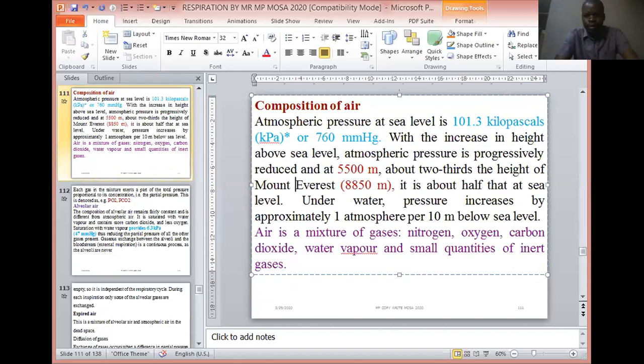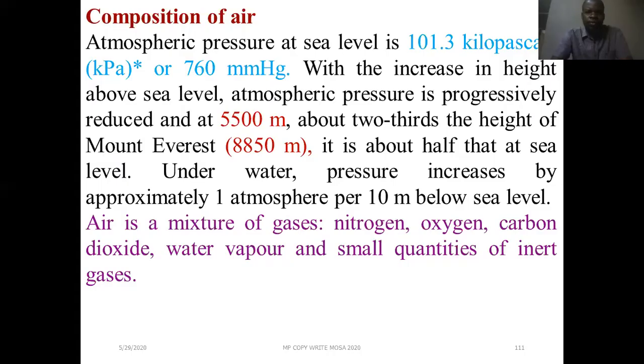Mount Everest, about 2/3 of Mount Everest. It is about half that at sea level. Underwater pressure increases by approximately 1 atmosphere per 10 meters below sea level. Air is a mix of gases: nitrogen, oxygen, carbon dioxide, water vapor, and small quantities of inert gases.